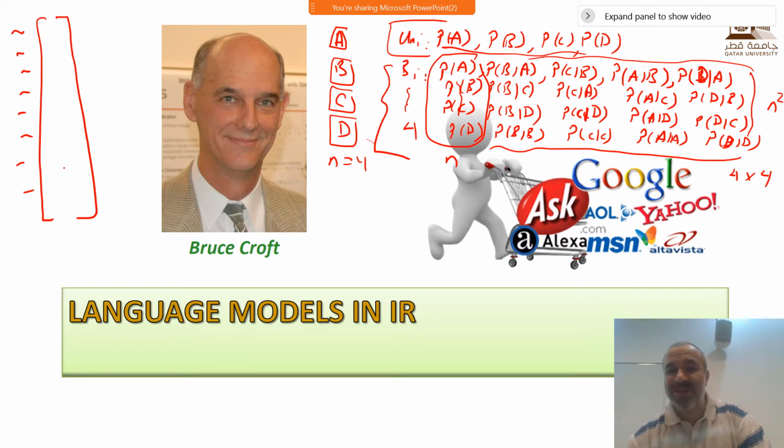We have these probabilities, right? So the first word should be picked based on these 4 probabilities, right? Based on these 4 probabilities, I will pick one to start with. Okay, let's say that we picked C. So we generate C.